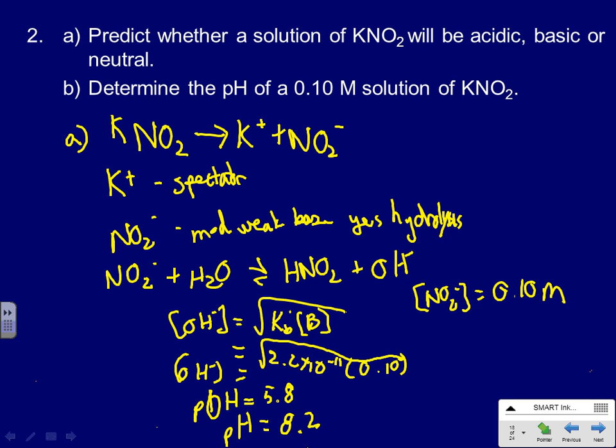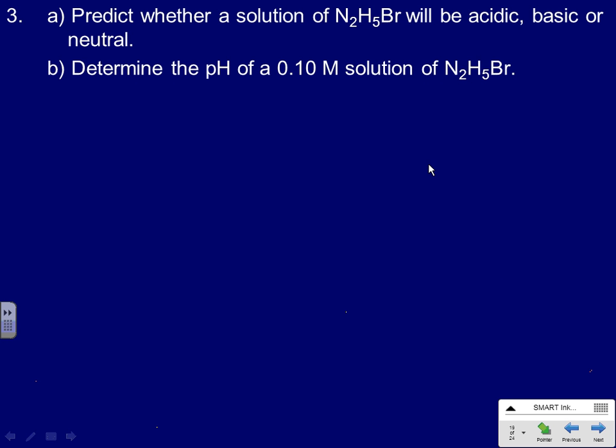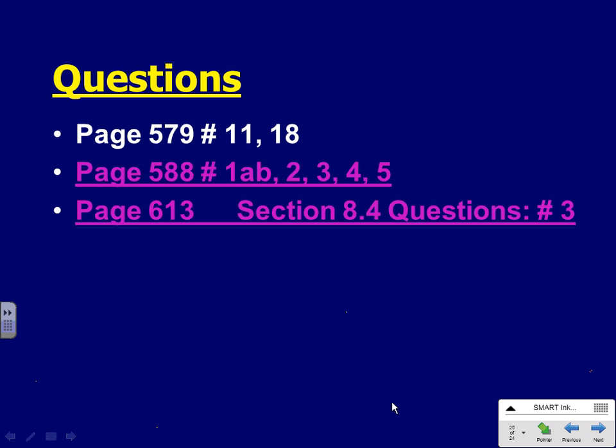Okay? So when you're given a salt, break it apart, analyze each ion, and then go ahead and solve for whatever it's behaving as, whether it's behaving as an acid or a base. And this one is going to be the other way. I'm not going to do that example. It's going to be a moderately weak whatever. There are some questions right there for you.